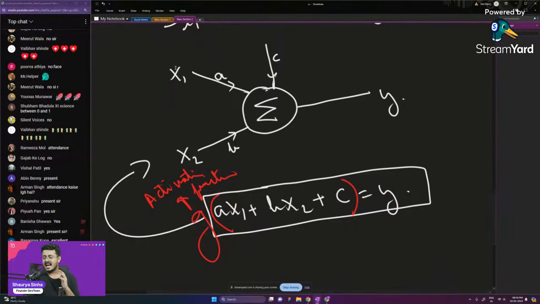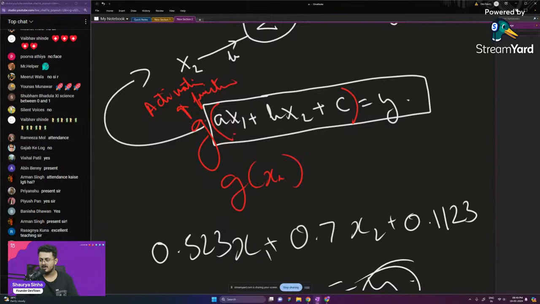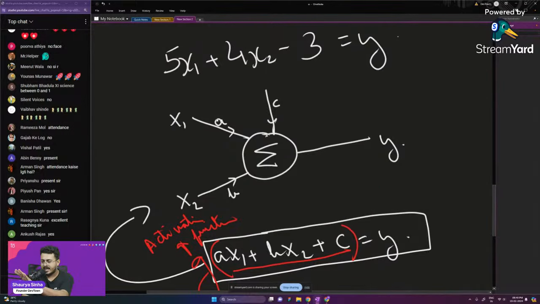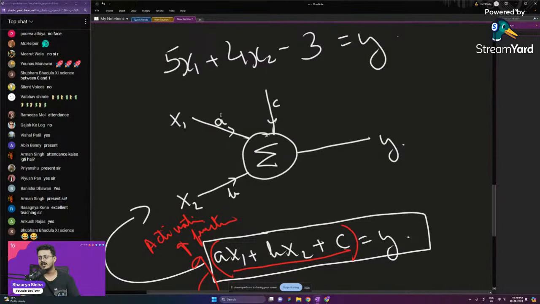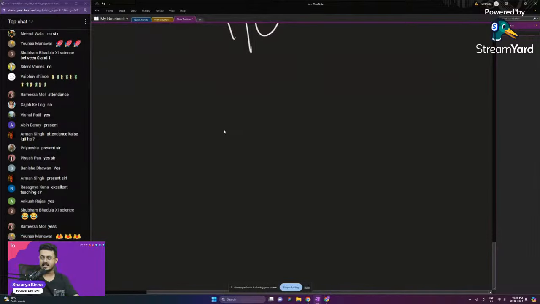So this activation function, if you are not able to understand, is like G of X or H of X or something like that. This will be the input for our activation function, which gives us our final output, that is Y right now. So our perceptron will change a little bit here, guys. Now in our new perceptron, G is the activation function. Absolutely, yes, guys. Again, that is also mathematics.